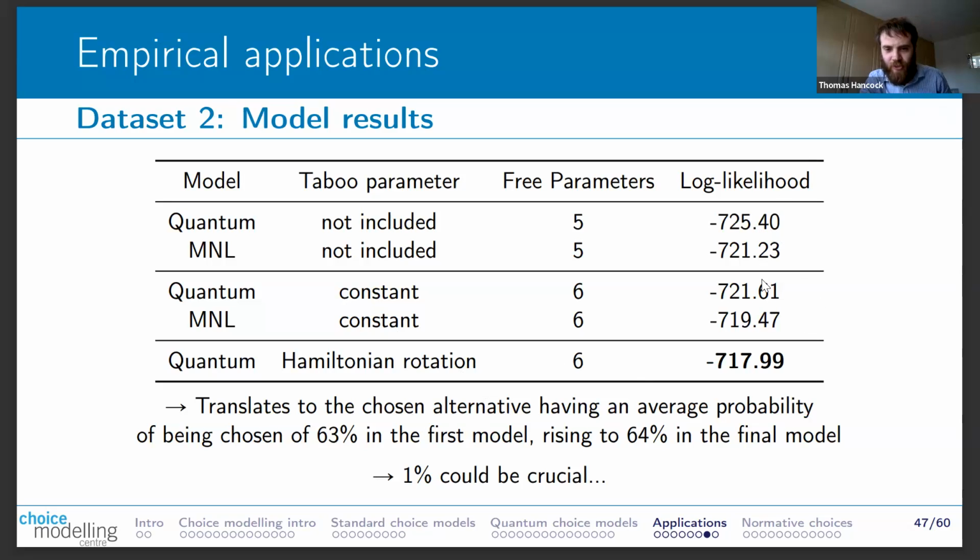Now, what did these log likelihoods actually mean? Because they just look like numbers at the moment. Well, we can translate these to the average probability of being chosen. So, what is the average probability that the model correctly identifies the alternative that was chosen? In the first case it's 63%, and in the final case it's 64%, which might not sound like much, but 1% can be very crucial, particularly in large-scale forecasts. Going back to the example of HS2, that 1% can really make a big difference if you're talking about a project that costs millions.